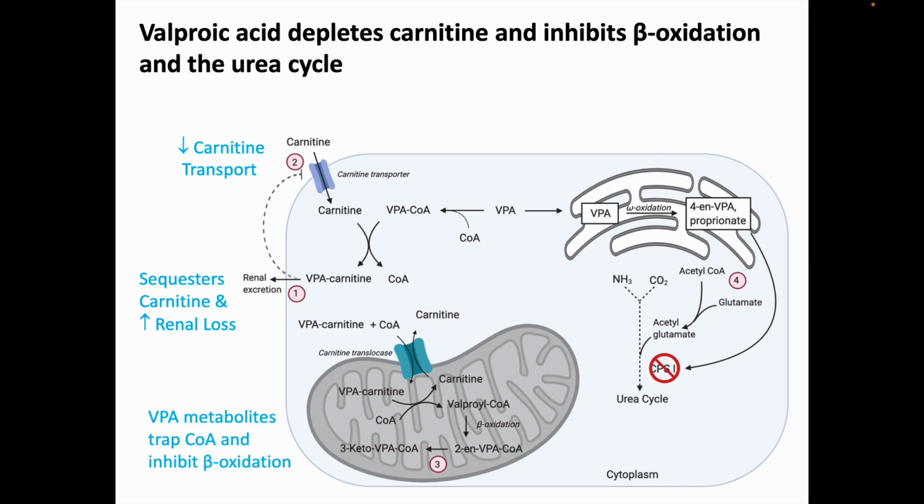The valproic acid that gets transported into the mitochondria using the carnitine shuttle then is metabolized through beta-oxidation, and the metabolites bind to and deplete coenzyme A and further inhibit beta-oxidation. And other VPA metabolites will inhibit the urea cycle.